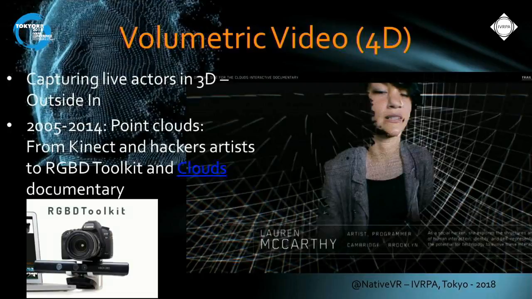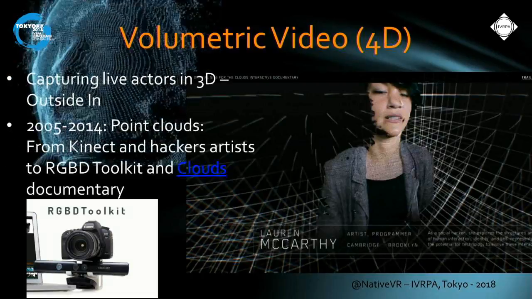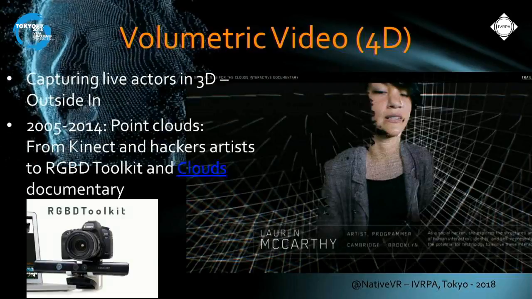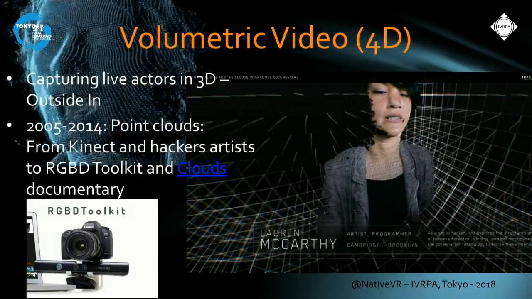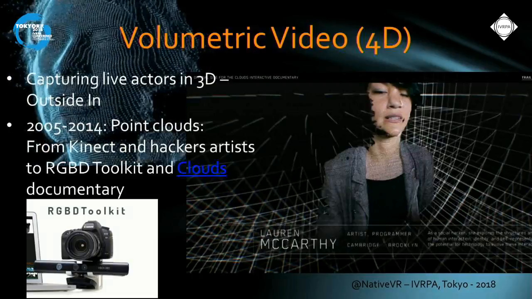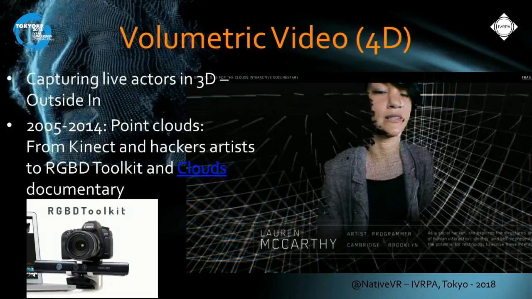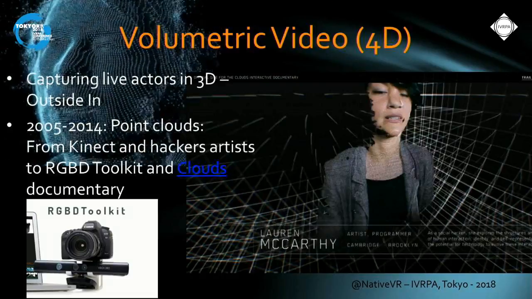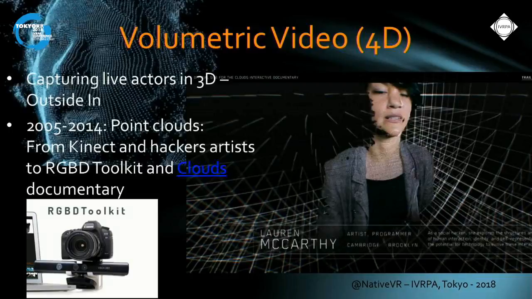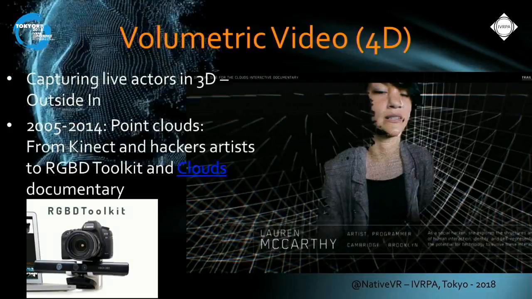So the next step is volumetric video. Volumetric video is sometimes called 4D. 4D means 3D plus time. So basically, you build something in 3D that moves over time. And it's mostly used to capture people, because that's what is missing with photogrammetry.